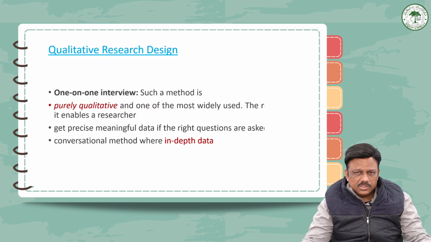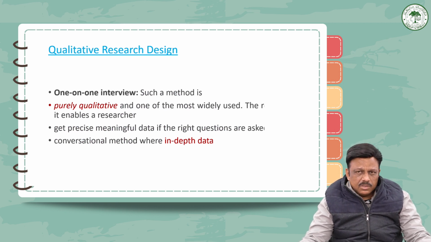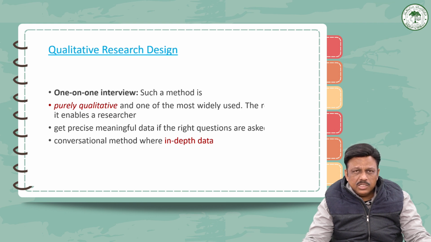Now, another way of doing qualitative research in the empirical method is the one-to-one interview. Such a method is purely qualitative and one of the most widely used. The reason being, it enables the researcher to get precise, meaningful data if the right questions are asked. It's a conversational method where in-depth data can be gathered depending on where the conversation leads. Now, it can be structured, or it can be unstructured.